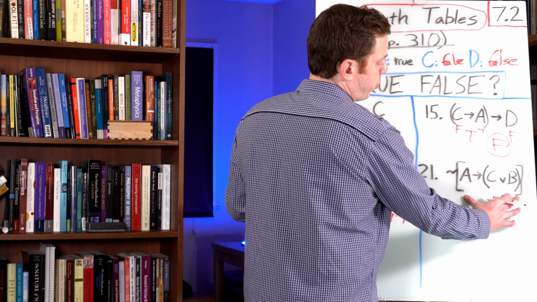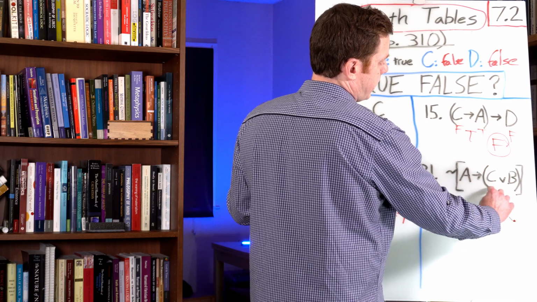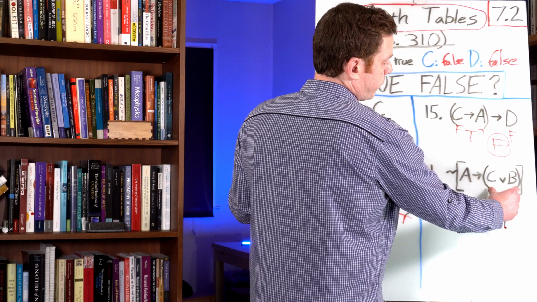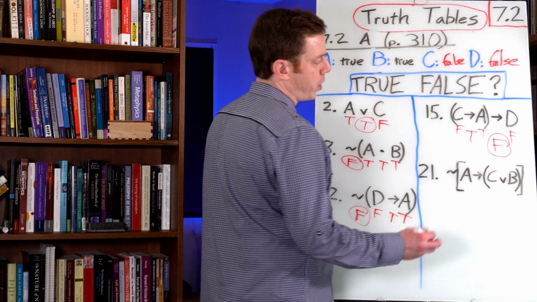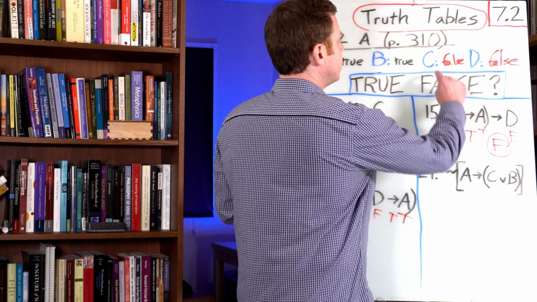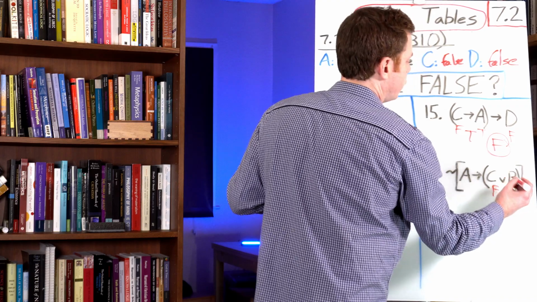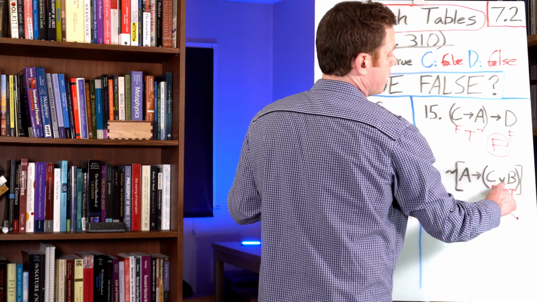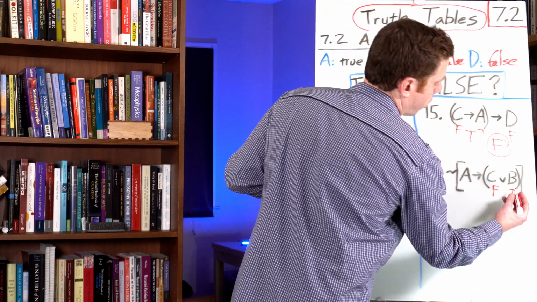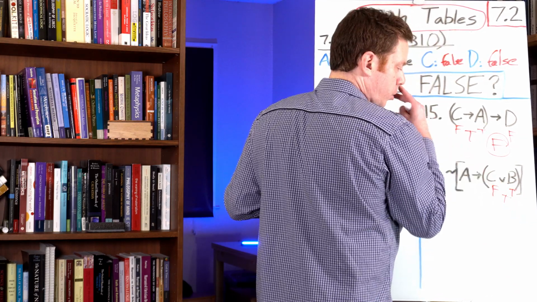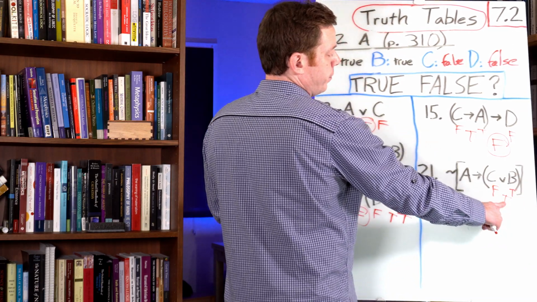What's the most inside thing? Well, inside the brackets, we have a conditional, right? The conditional is if A, then this whole thing. Well, inside these parentheses here, that's the innermost part, so we'll start there. So C is false and B is true. So what does that make this either-or? Well, it's going to make it true, right? For an either-or, you just need one side to be true. So the either-or is true.